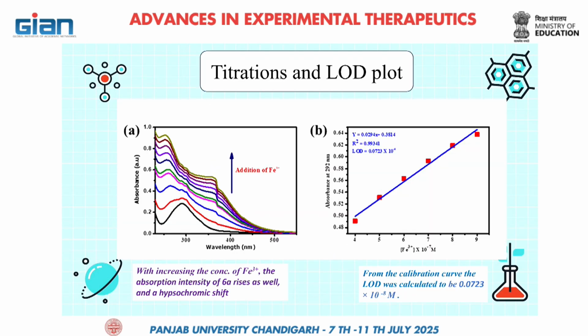Now we come to know that the metal is showing a different peak at a different wavelength. Now, how will I come to know how sensitive it is, or what minimum amount of ligand is required for the sensing? So for that, titrations were performed. From titrations, we concluded the LOD, and the LOD came out to be 0.0723 into 10 raised to the minus 8 molar, which shows that it is highly sensitive towards iron.